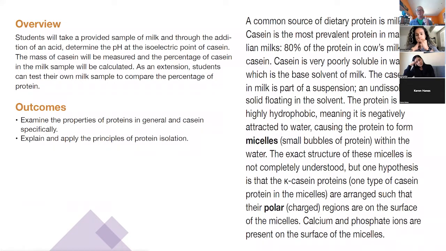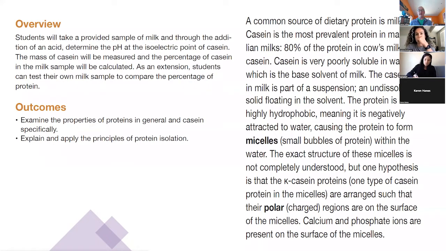So we're going to test the milk that's been provided. And then on your own, you will look at another kind of milk. You can use sheep's milk or cow milk or whatever kind of milk you might have in the house. Try and use low fat if possible. You'll get slightly better results.